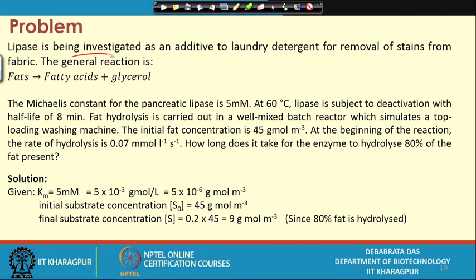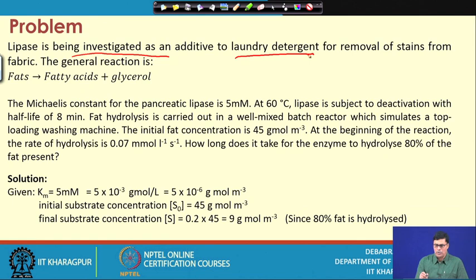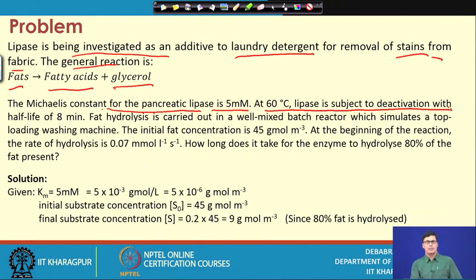Lipase is being investigated as an additive for laundry detergent for the removal of stains from fabrics. The general reaction is that fats, in the presence of lipase, produce fatty acid and glycerol. So this is the ester. I know that you all know that fats are nothing but esters of alcohol and fatty acid. The Michaelis-Menten constant for the pancreatic lipase is 5 millimolar. At 60 degrees centigrade, lipase is subjected to deactivation. I told you that deactivation is a very important characteristic of the enzyme, with a half life of 8 minutes.